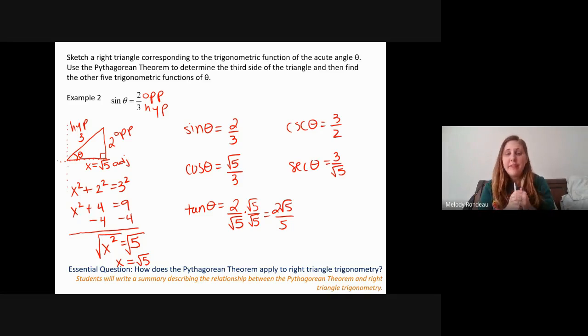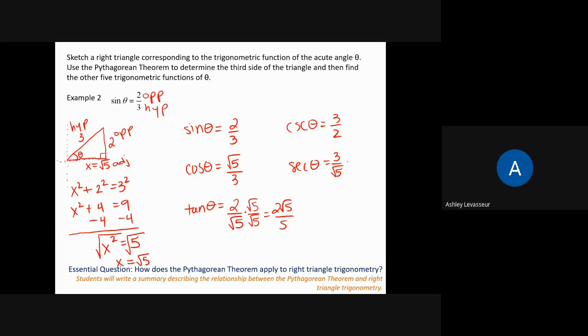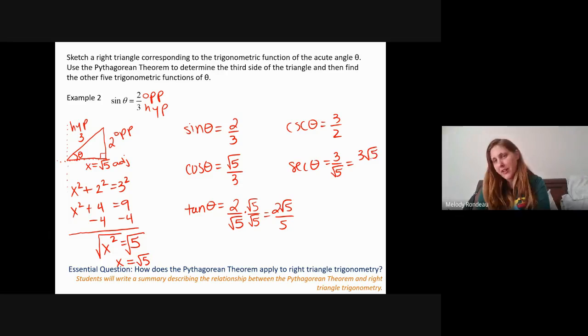Is there anyone brave enough to come on, unmute yourself and tell me, without me showing the steps, what is going to be the answer for secant theta? 3 square root of 5 over 5. Perfect. Who was that? Ashley. Thank you, Ashley, for sharing. Sorry, because I can't see you guys. So thank you. 3 root 5 over 5. So hopefully you guys start to see how that pattern works when we are rationalizing. It kind of saves time.